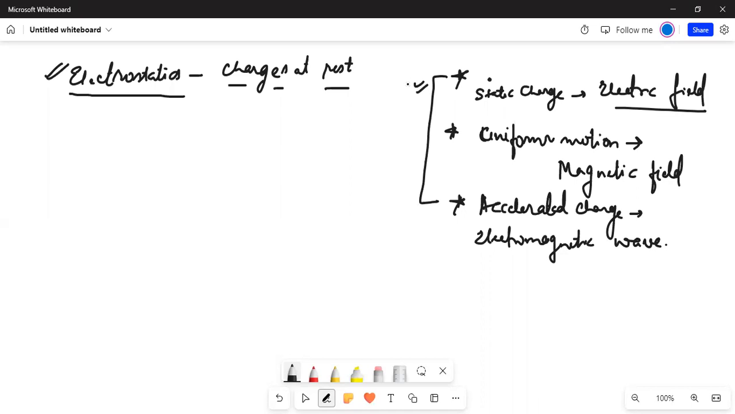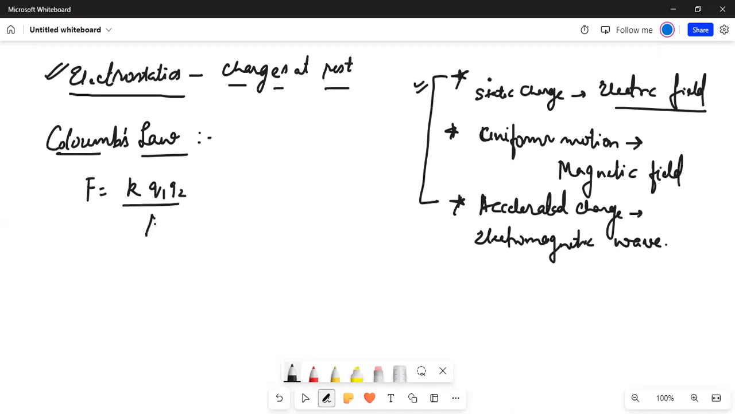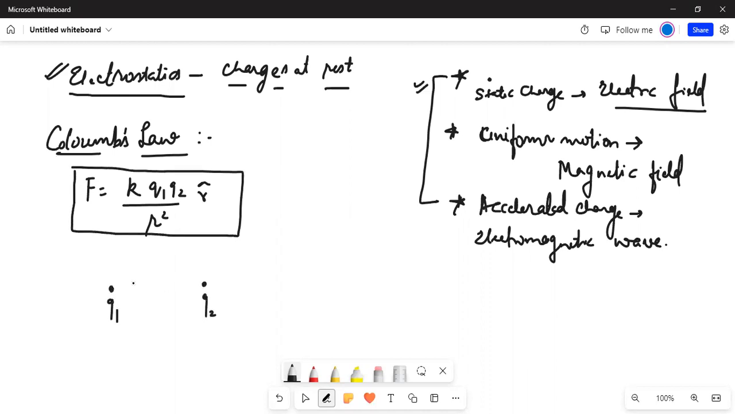Now, one of the most fundamental laws that you already know is Coulomb's law, which dictates the force between two point static charges by this particular expression. If there is a charge Q1 and a charge Q2, and both are separated by a distance r, then the magnitude of the force between them is given by k Q1 Q2 upon r squared. This is quite clear. And it always acts in the radial direction.